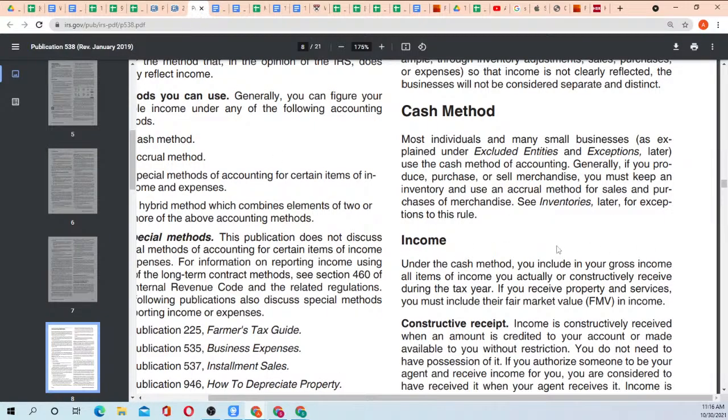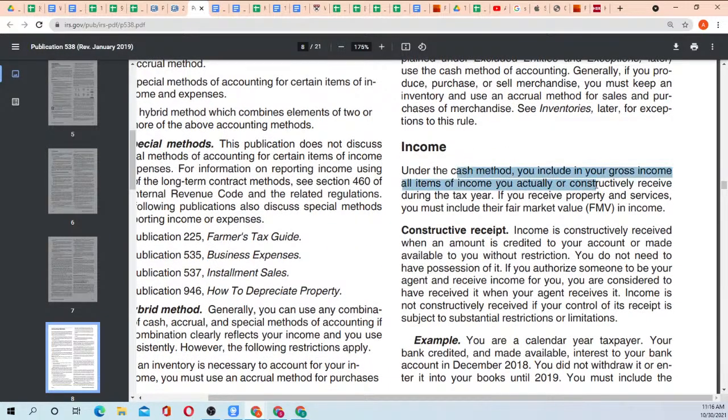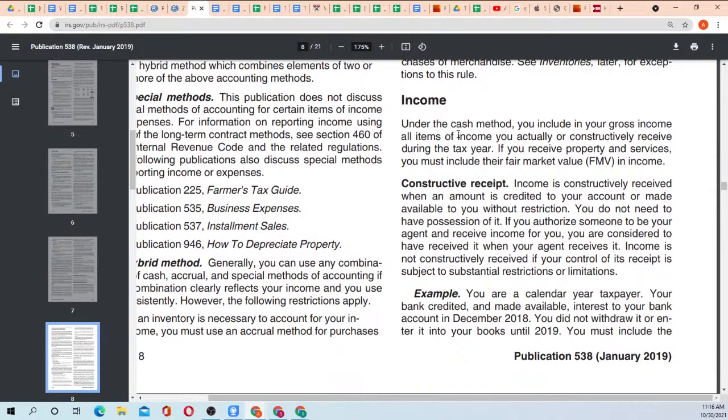Let's go back. Income. Under the cash method, you include in your gross income all items of income you actually or constructively receive during the tax year. Basically, when you receive cash for something, even if it's a prepayment, you have to recognize an income, even if you received a prepayment. Or if you rendered the services, you recognize revenue only when you get cash.